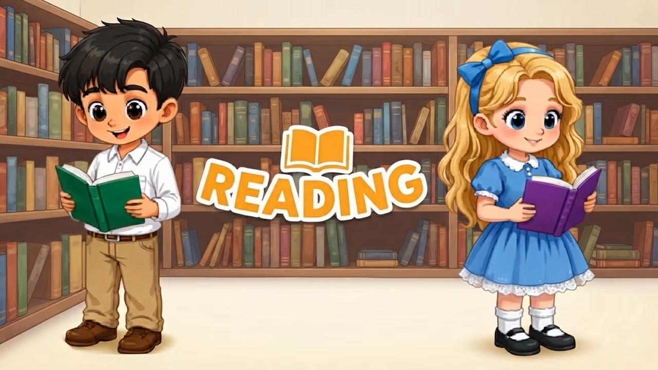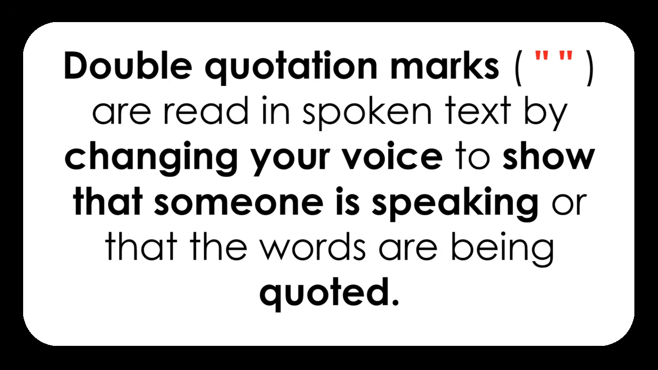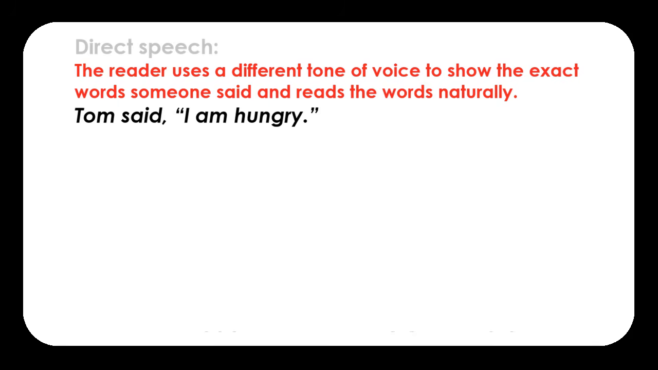Now, let's look at how double quotation marks are read. Double quotation marks are read in spoken text by changing your voice to show that someone is speaking or that the words are being quoted. We normally do not say quotation marks aloud when reading naturally. For direct speech, the reader uses a different tone of voice to show the exact words someone said and reads the words naturally. For example, Tom said, I am hungry.